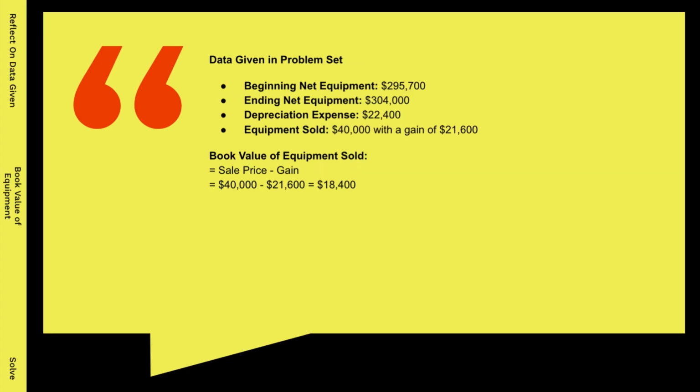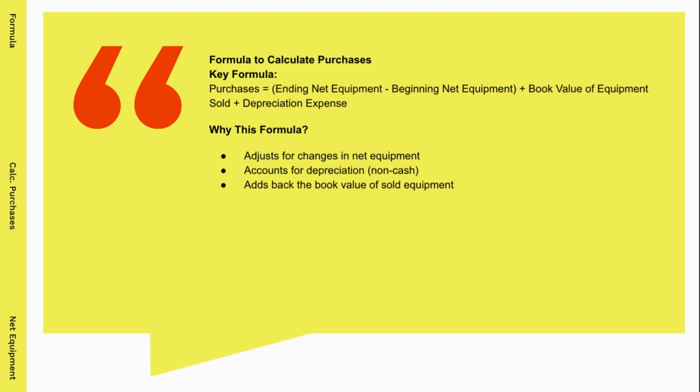Data in the problem set now. We know that beginning net equipment is 295,700, ending net equipment is 304,000. Depreciation expense is 22,400. Equipment sold was for 40,000 with a gain of 21,600. Okay, so we have all the given values for the formula, which was ending net equipment minus beginning net equipment plus book value of equipment sold plus depreciation expense gives us purchases.